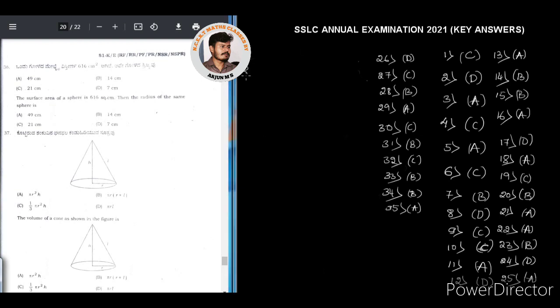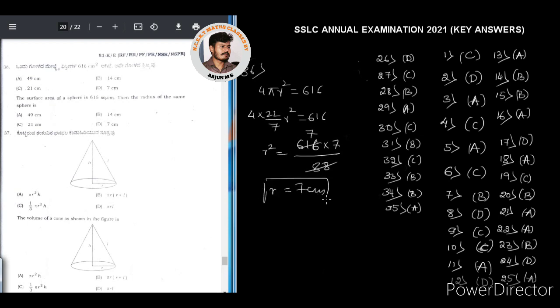Now the 36th question. In that question, they have given the surface area of the sphere as 616. That means 4 pi r square is equal to 616. We have to find the radius of the same sphere. Now, 4 into 22 by 7 r square is equal to 616. Then transpose all the numerical values to the RHS. We get r square is equal to 616 into 7 divided by 88. So 88 7s are 616. So r is equal to 7 centimeter is the answer. So option D is the correct answer for the 36th question, 7 centimeter.